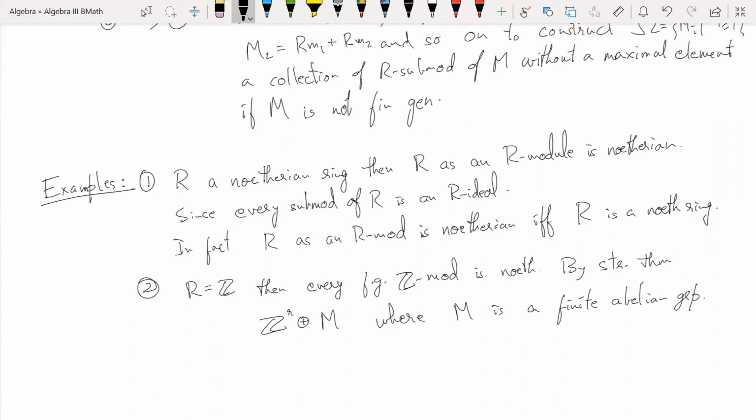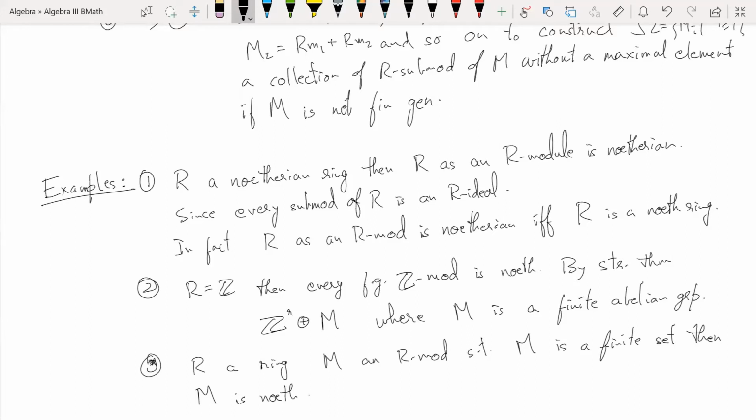So maybe one remark: R a ring, M an R-module such that M is finite as a set, then M is Noetherian.